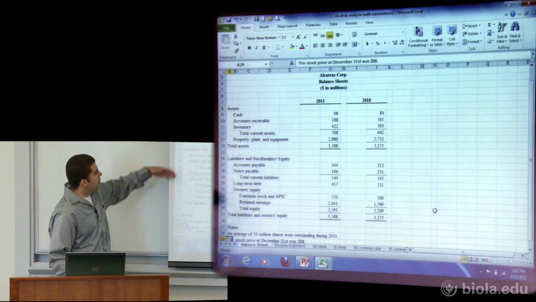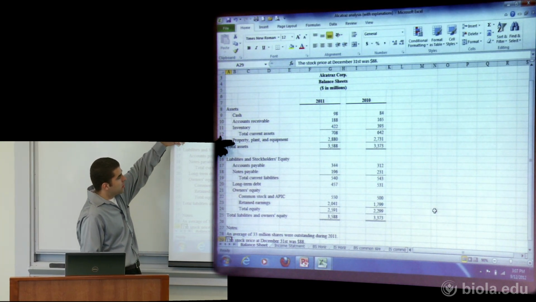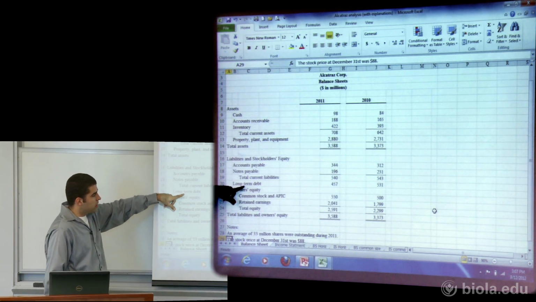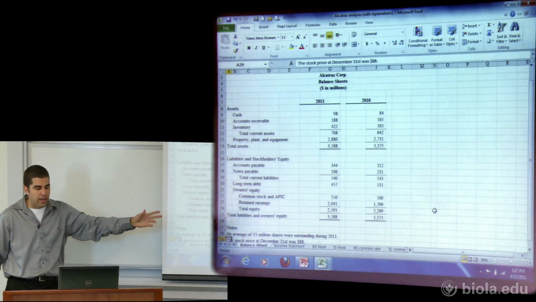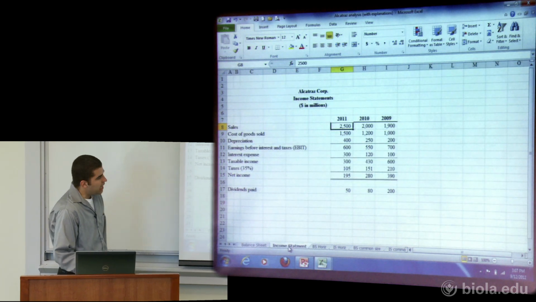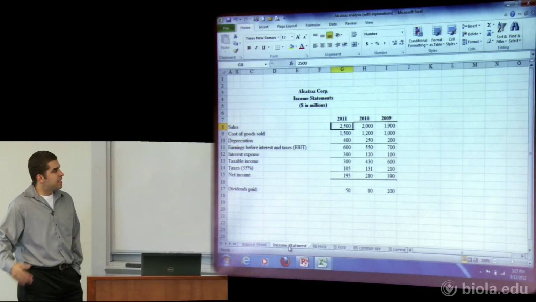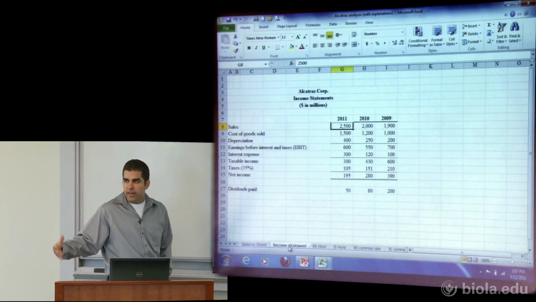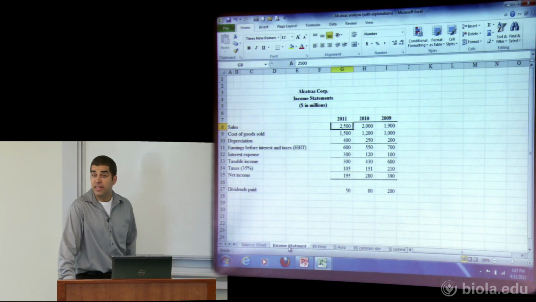Just as a quick review, you got your current assets and your non-current assets, your long-term assets right there. You got your current liabilities, and here's your long-term debt, and then your equity items right here. So we got year over year for 2 years. And then we have an income statement as well for 3 years. So this is something that you might see in a little bit more complex form whenever you look at a publicly traded company and you're trying to decide, do I want to invest in this company or not?